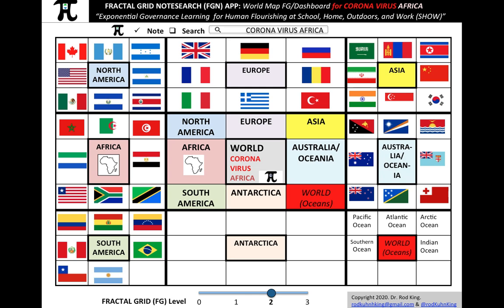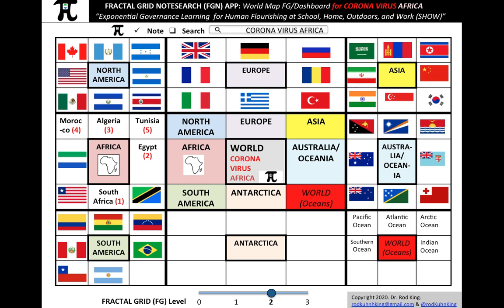This again takes us to the world fractal grid map, and we shall just zoom into Africa and see how information is presented on the fractal grid map. Again, we see the top 5 countries that are most affected, and these can change, and the information is superimposed on the flags of these countries. But if people don't know the flags of these countries, they can click on any of them and their description will be revealed in text.